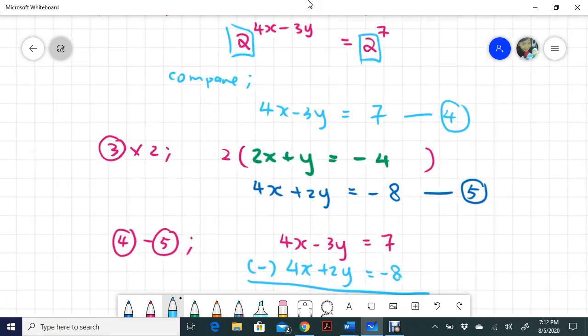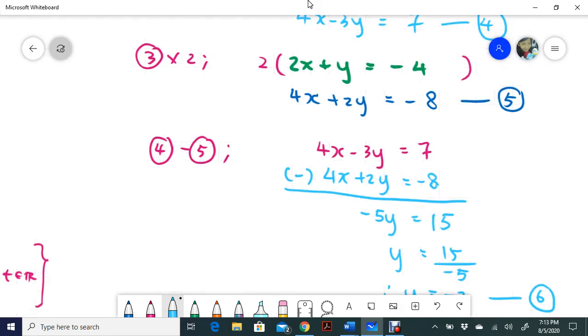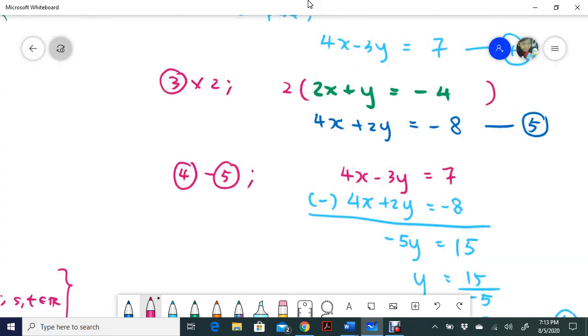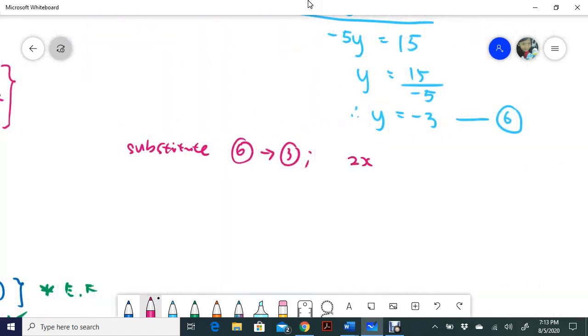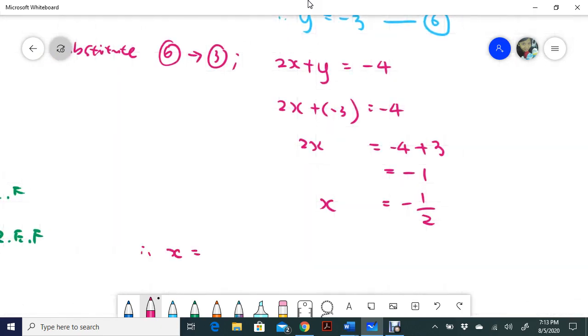Since you have y already, can you find your x? Yes, why not. Which one do you want to choose? Actually any will do. Let's say you use equation 3. You substitute equation 6 into equation 3. What's your equation 3? 2x plus y equal to negative 4. So 2x plus negative 3 equal to negative 4. So 2x equal to negative 4 plus 3, we have negative 1. So your x will be negative 1 over 2. Don't forget to rewrite your answer: x equal to negative 1 over 2, y equal to negative 3.